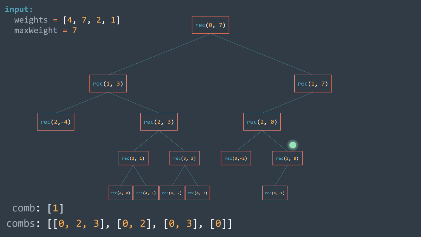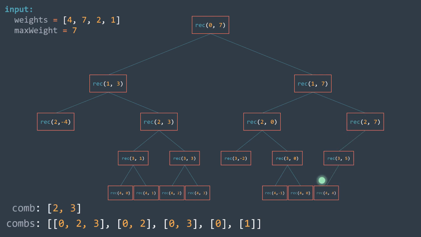And if we don't take item 3, max weight remains 0 and it's fine, so we take the combination and we backtrack. Here we backtrack and we backtrack again. Now we don't take item 1. Now we take item 2. Now if we take item 3, max weight remains positive, so we add the combination. We backtrack, and if we don't, same thing, we add the combination and we backtrack.